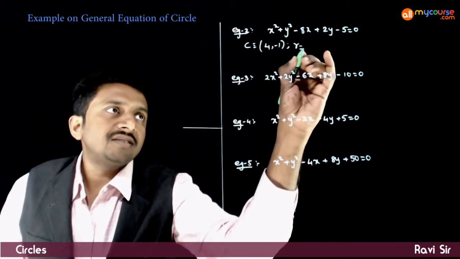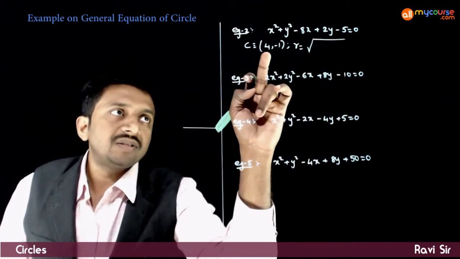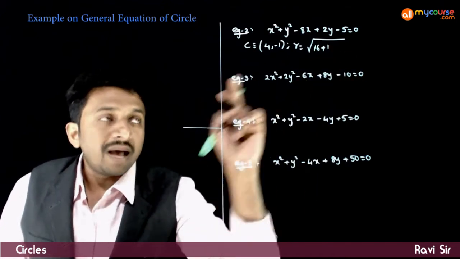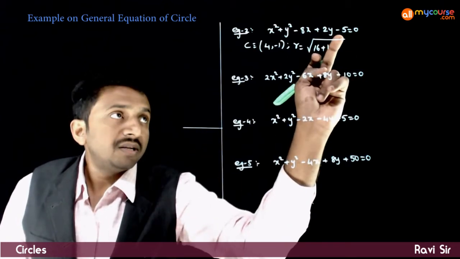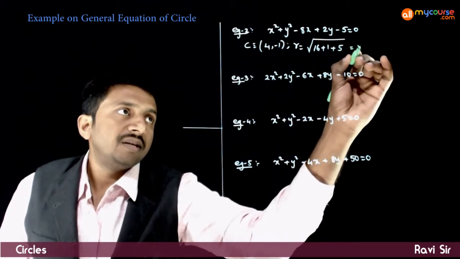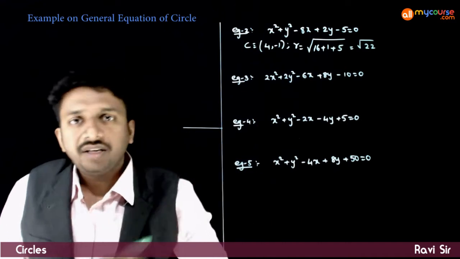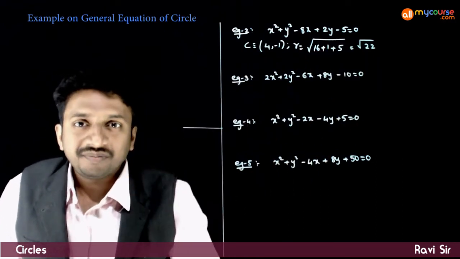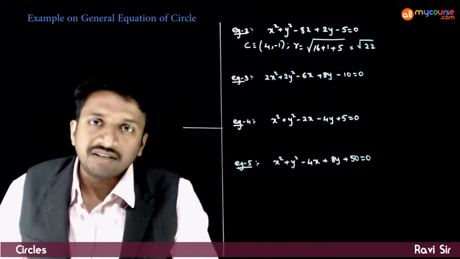And what is the radius? Root of this square plus this square, 16 plus 1, minus of the constant term. So minus of minus 5 is plus 5. That is equal to root of 22. So you have the center and radius.